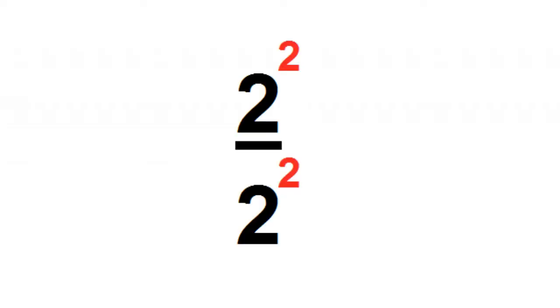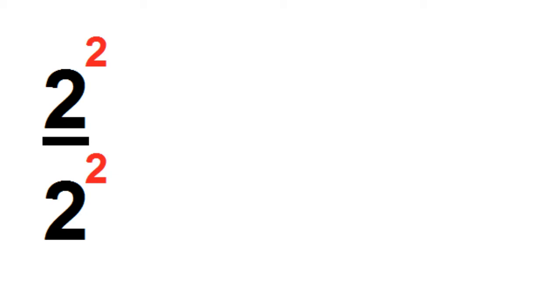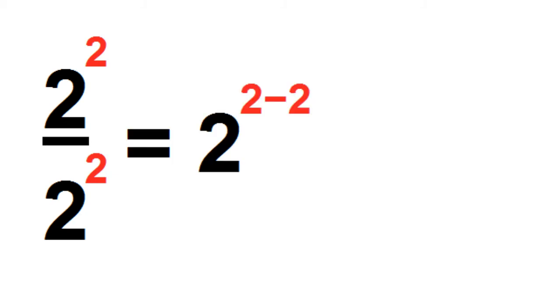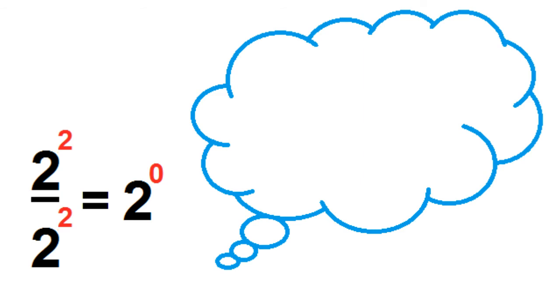By the way, this is also a good way to show that the zero exponent rule makes sense. Suppose we have 2 squared over 2 squared. Well, if we use the rule, this is equal to 2 to the power of 2 minus 2, or 2 to the power of 0, right? From what we know about fractions, any time we divide a number by itself, we get 1.